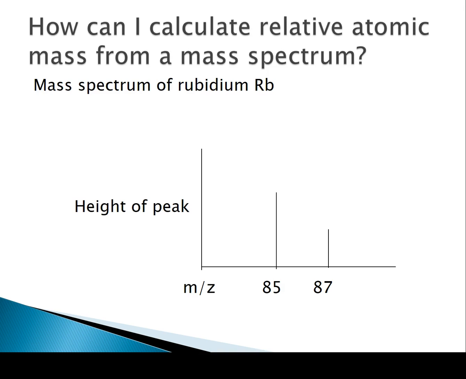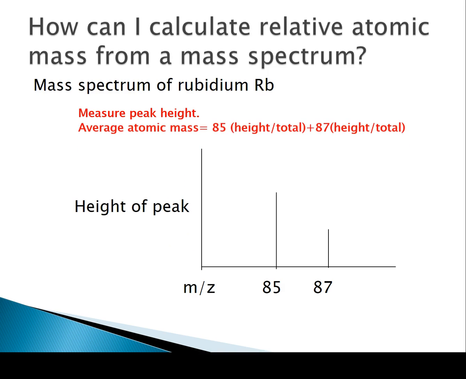We see that the isotope with a mass of 85 is more abundant than the isotope with a mass of 87. So in order to calculate the average atomic mass for rubidium, the first thing we have to do is measure the peak height. Once you have the height of the peaks, you can use those heights to calculate the abundance. So to do that, we will plug into the average atomic mass formula: multiply 85 times the height of the peak representing the mass of 85 divided by the total height of both peaks combined, plus 87 times the height of its peak divided by the total. So take a moment, pause the video, and see if you can do that for yourself.